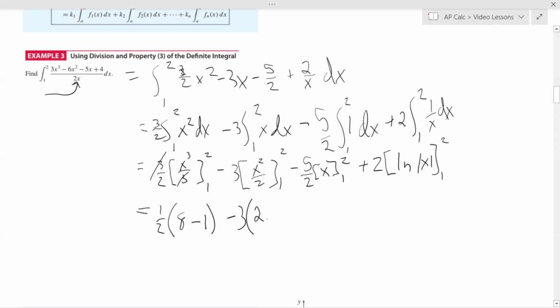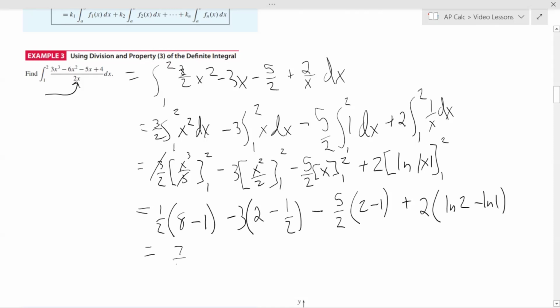And then plugging in 1, you would have minus 1 half. Then minus 5 halves times, plugging in 2 and 1 and subtracting, just x, you would have 2 minus 1, plus 2 times natural log of 2 minus natural log of 1. Okay, now if you do all the subtraction there and distribute and combine like terms, you'll end up with negative 7 halves plus 2 natural log 2.